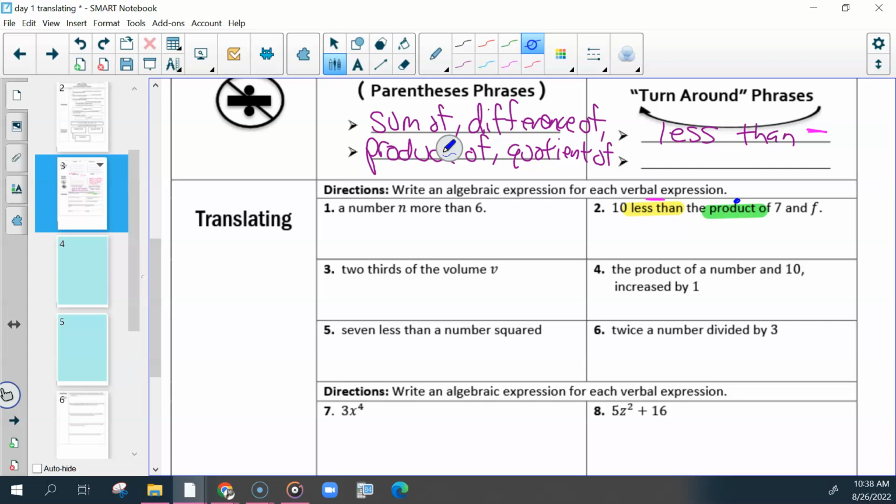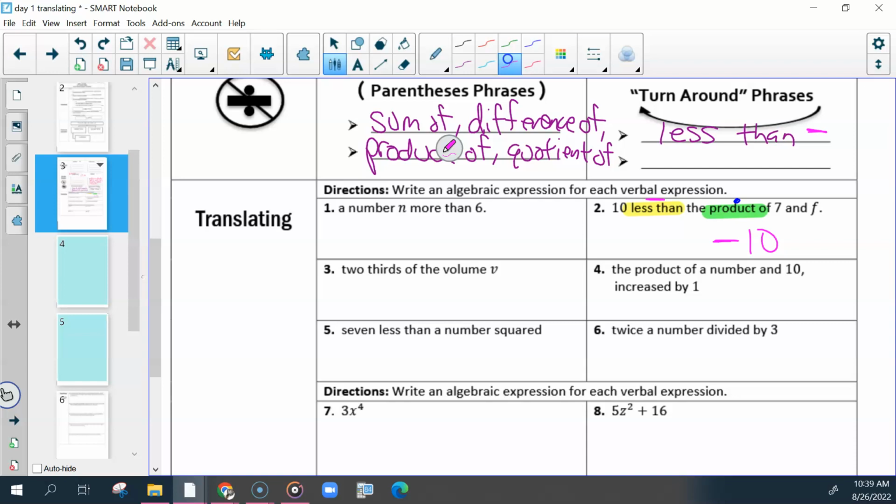We want to try and write this in the order in which it says, but when it says the words less than, we're going to be flipping that around. So 10 less than the product, that means 10 is going to go at the end. We know we're subtracting, so we know at the end we're going to have a minus 10. So anytime you see those words less than, think whatever came before is now at the end.